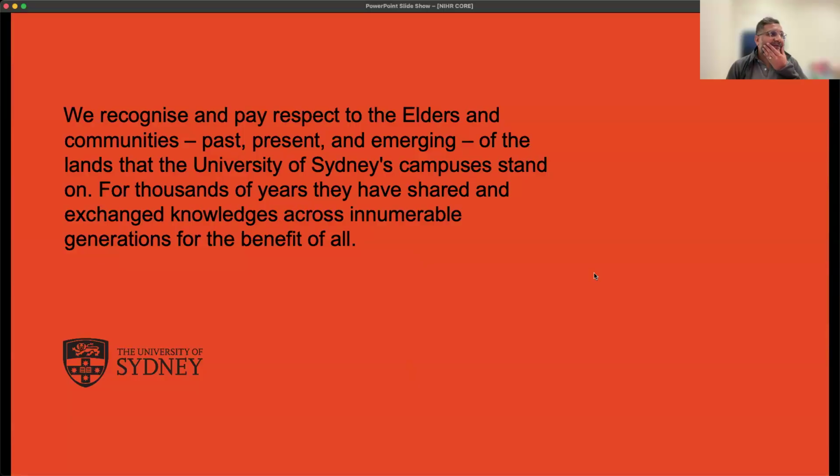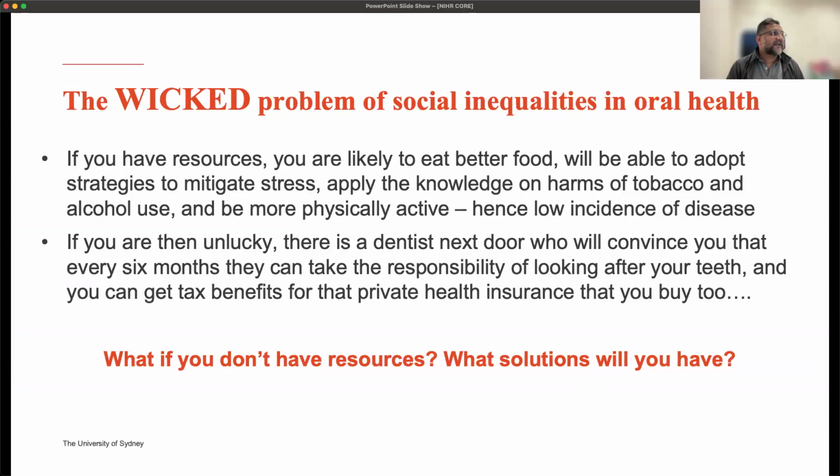Now, before I go any further, I'd also like to acknowledge the traditional owners of the land from which I speak today, and I pay my respects to the elders past, present, and emerging.